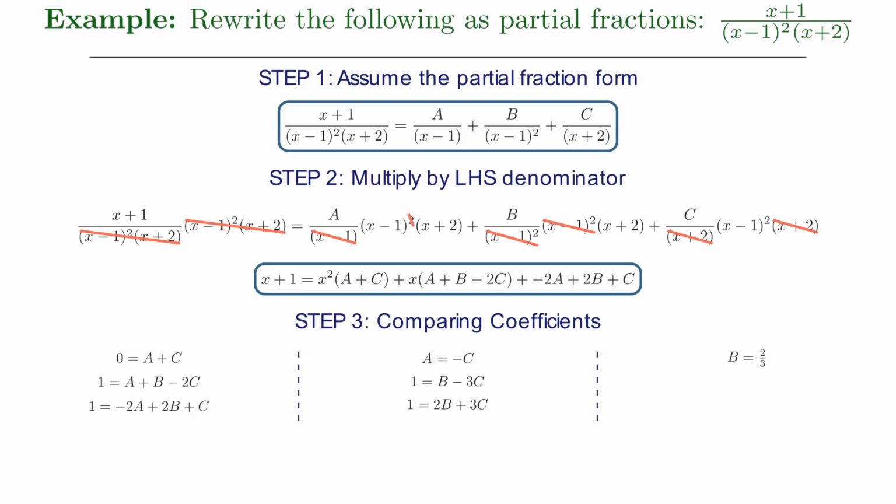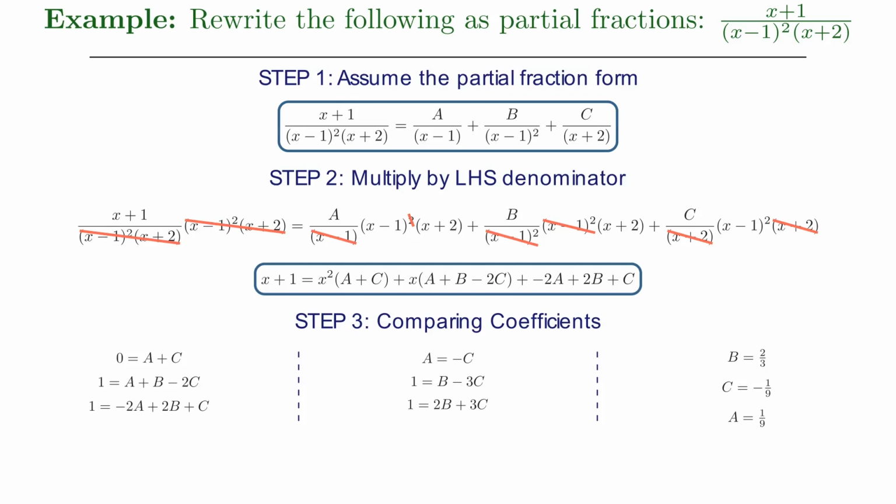From here, I can substitute this into the equation 1 = B - 3C. And solving this gives me C = -1/9. And then I can substitute this value for C into the equation A = -C. And this gives me that A = 1/9.